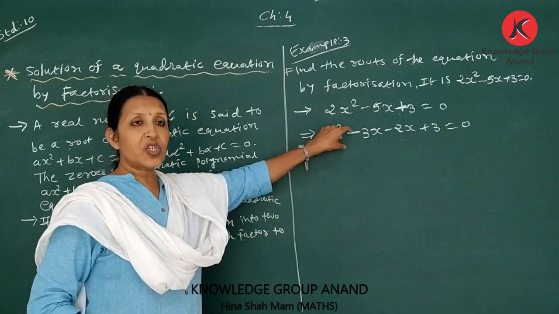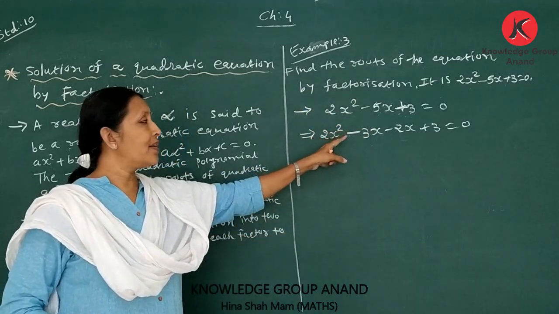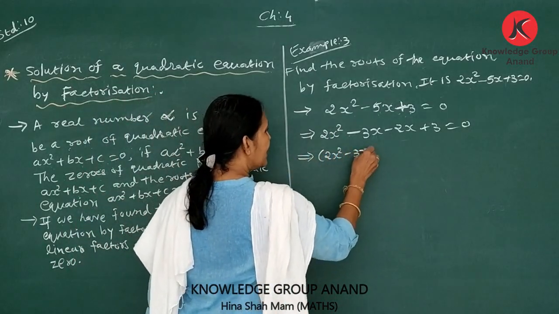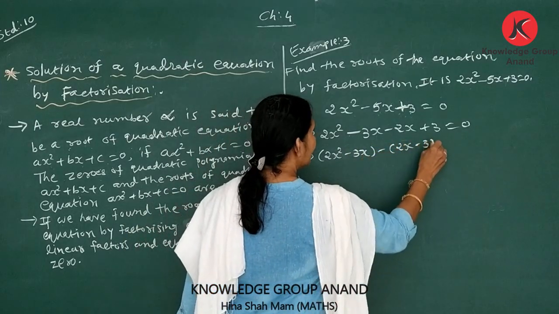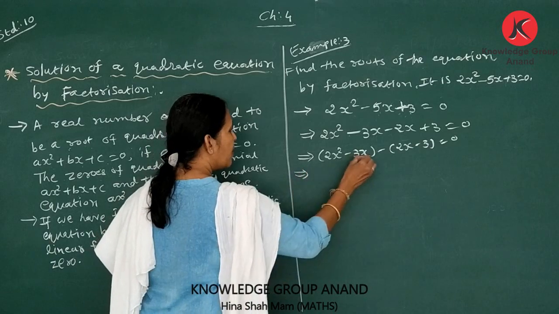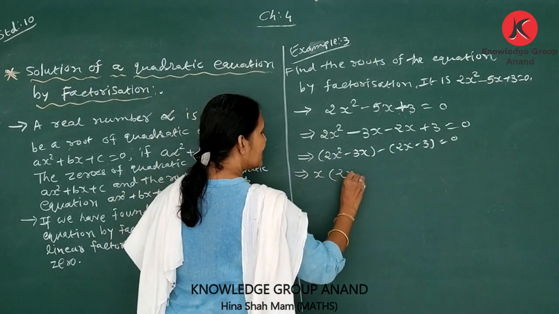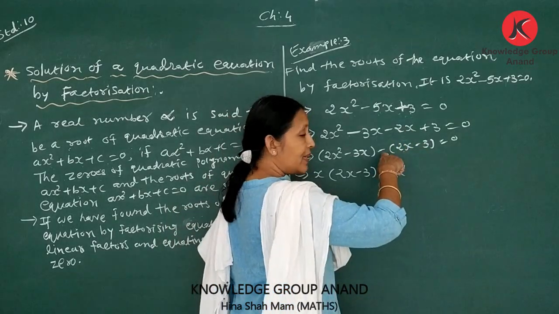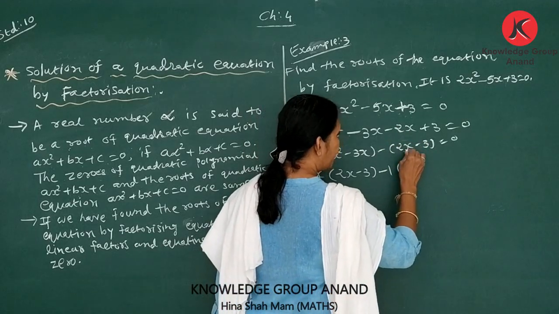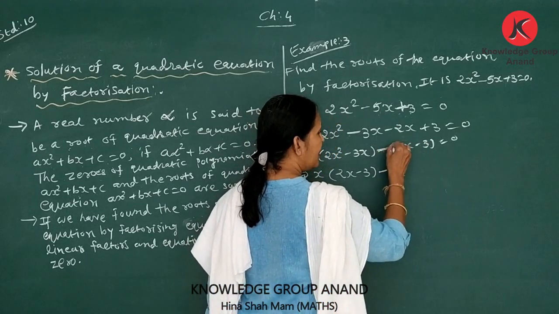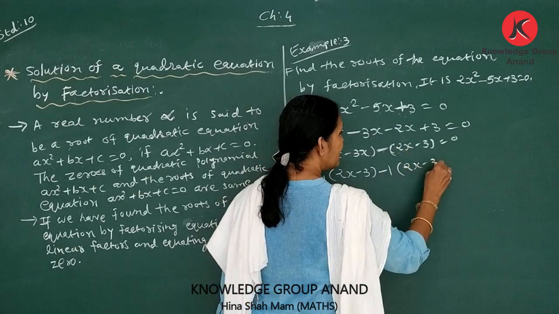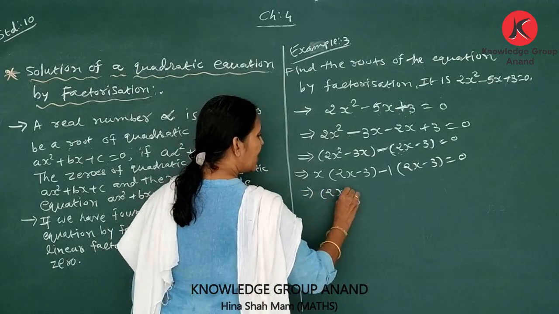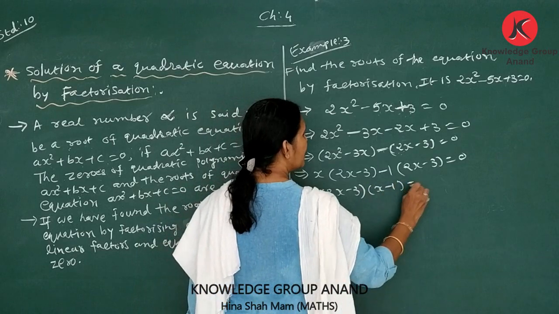You know this factorization method; you learned it in standard 9. Now 2x square minus 3x minus 2x plus 3 equals 0. The common term is x: x(2x minus 3) minus 1(2x minus 3), changing the sign inside the bracket because of the minus sign preceding it. The common factor is 2x minus 3, so (2x minus 3)(x minus 1) equals 0.